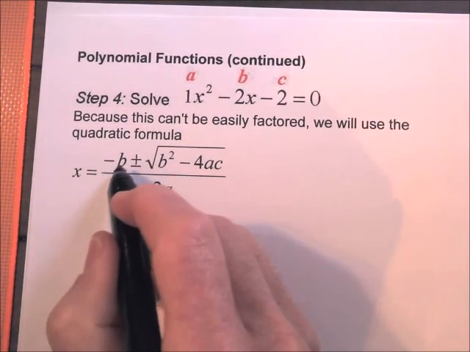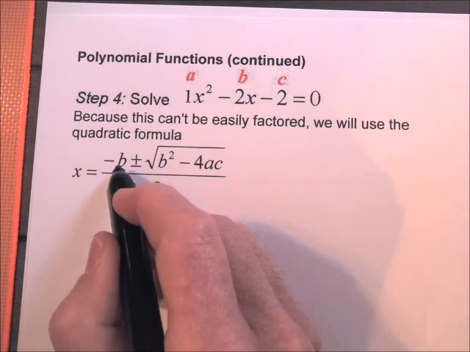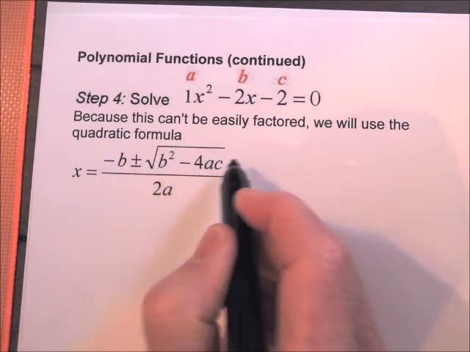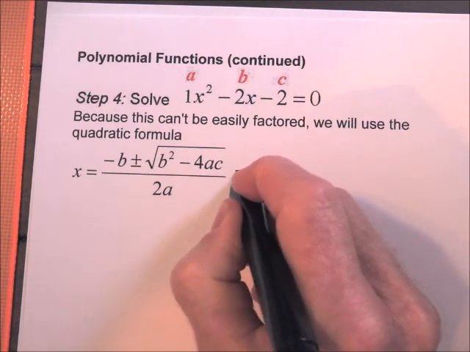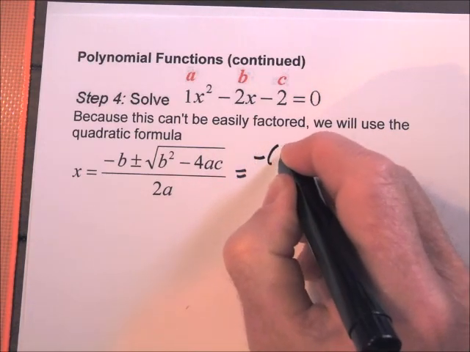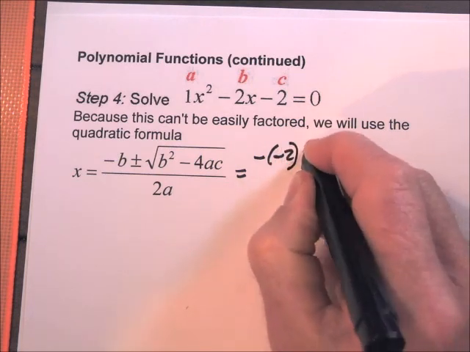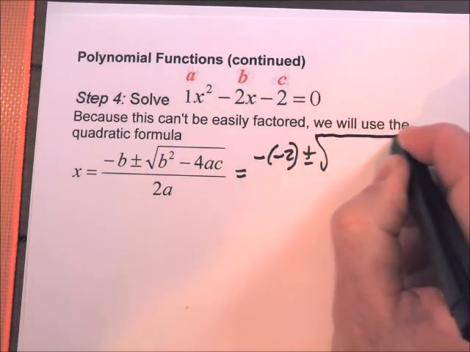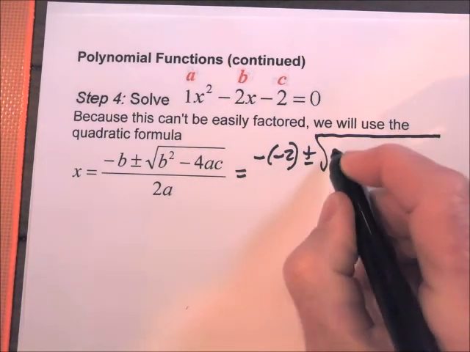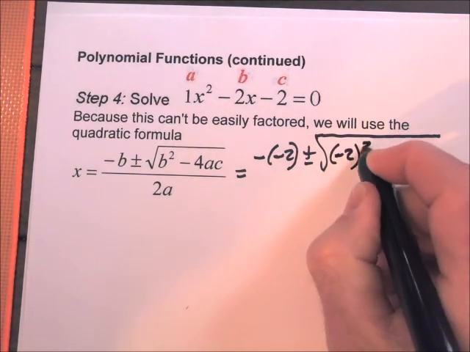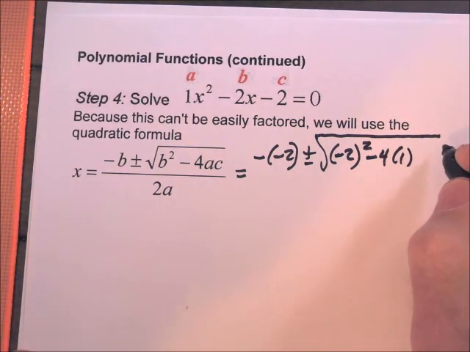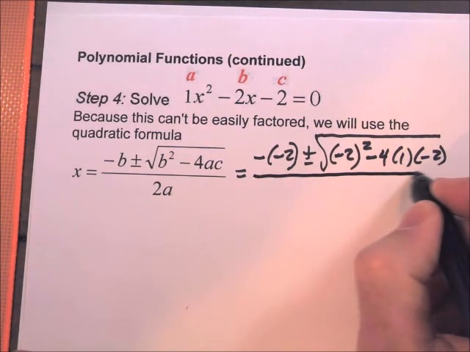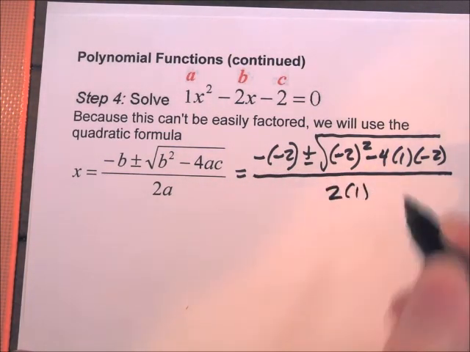And we want to substitute into the formula here. X is equal to minus b plus or minus square root b squared minus 4ac all over 2a. So this is going to be equal to minus b, which is negative 2, plus or minus square root b squared, which is negative 2 squared, minus 4, and a is 1, so it's negative 4 times 1, and c is negative 2, and the whole thing is over 2 times a, which would be 2 times 1.